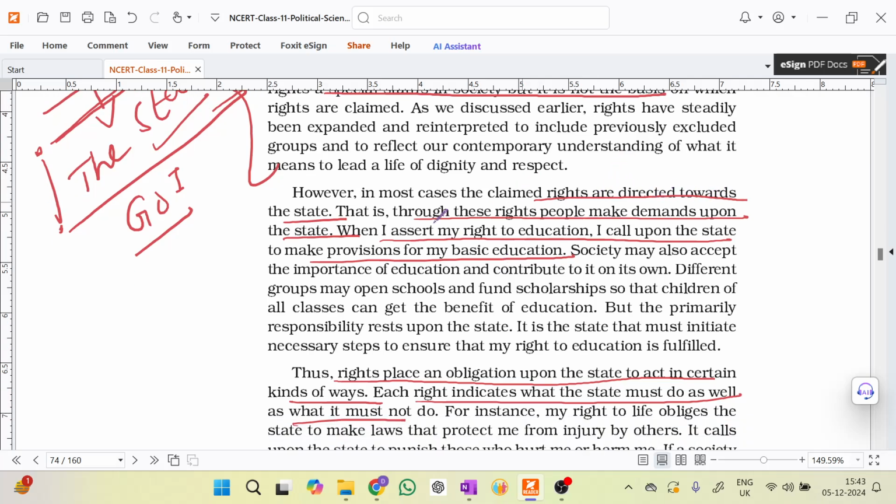Next, rights are directed toward the state. So now we are talking about the Indian Constitution, the government of India and Indian citizens. In our country, these rights are claimed towards the state. We are seeking these rights from the government, and through these rights, people make demands upon the state. An example is given here. When I assert my right to education, I have a claim of education upon the government. I call upon the state to make provisions for my basic education.